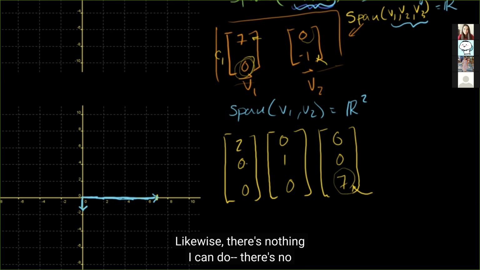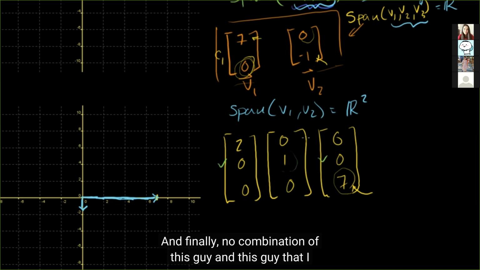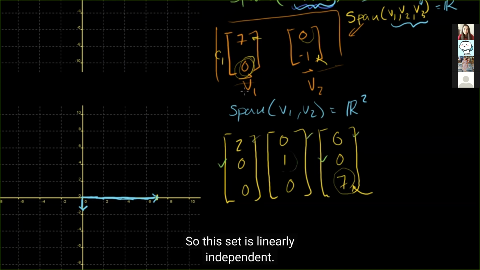Likewise, there's nothing I can do. There's no combination of this guy and this guy that I can get a non-zero term here. And finally, no combination of this guy and this guy that I can get a non-zero term here. So this set is linearly independent.